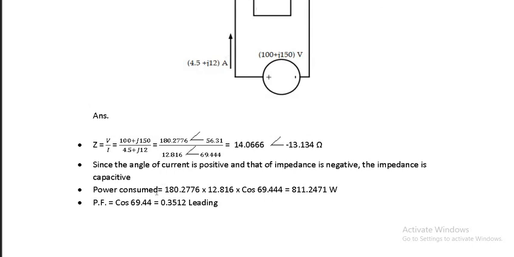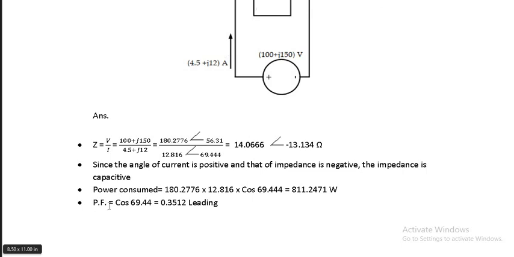Yes, the power consumed again will be VI cos phi. So what is voltage's magnitude? It will be polar form's magnitude. So 180.2776 multiplied by current's magnitude, again polar form 12.816, multiplied by cos of current's phase. So it will be cos of 69.444. So that comes out to be 811.2471.